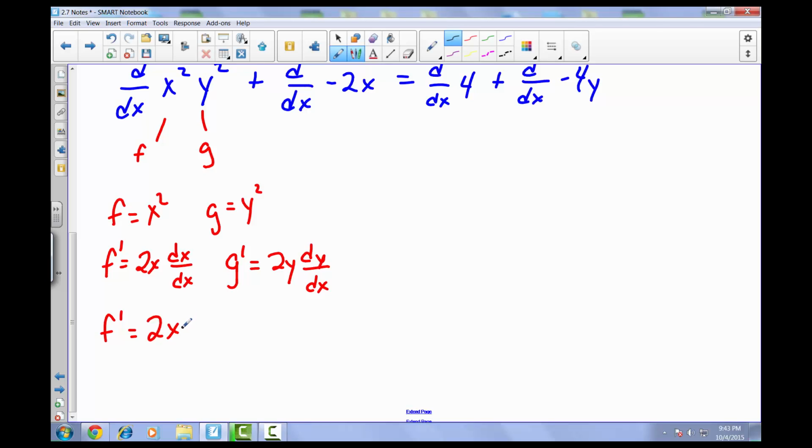Now again, for the product rule, we have f prime g plus f g prime. So just for this first derivative, it would come out to be 2x y squared plus x squared times 2y dy over dx.